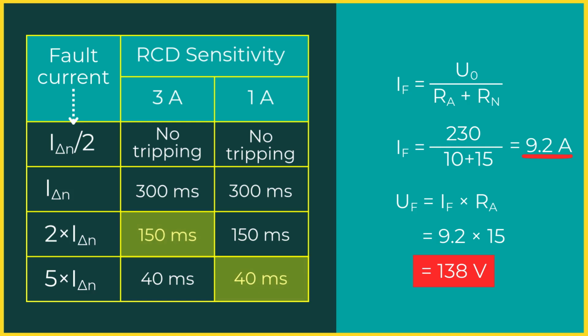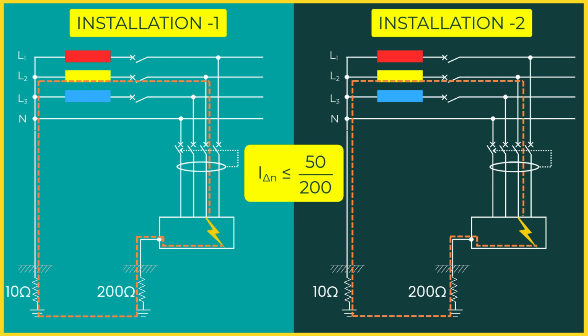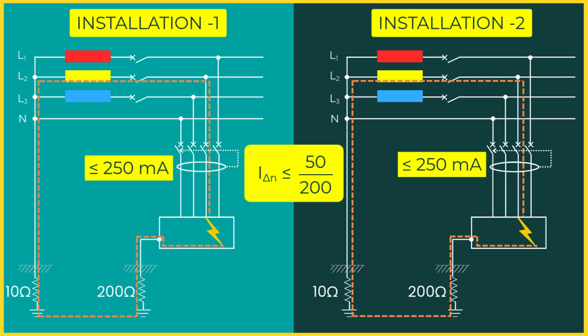But here is an important point, please remember this. The RCD sensitivity must be chosen for the worst-case value of the protection earth electrode resistance. Let us imagine that, in both installations, the worst-case resistance of the protection earth electrode is 200 ohms. In this case, the RCD sensitivity must be increased, that is, the rated residual current must be reduced to below 250 milliamperes.